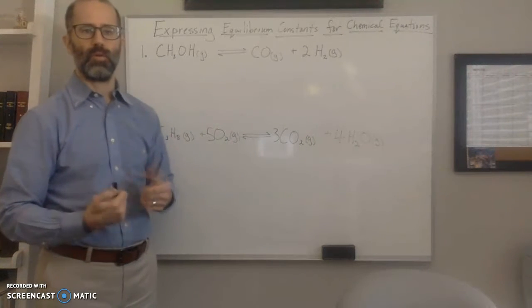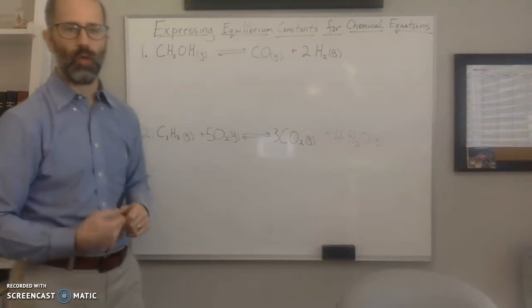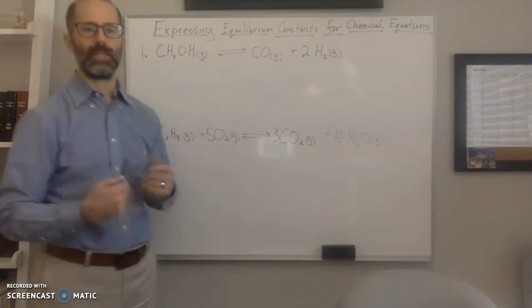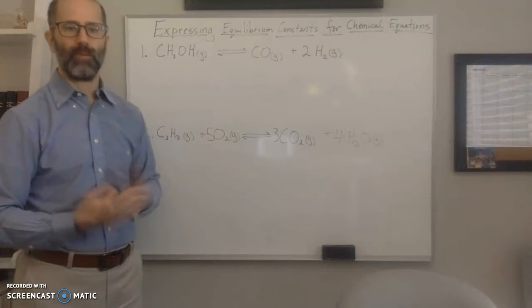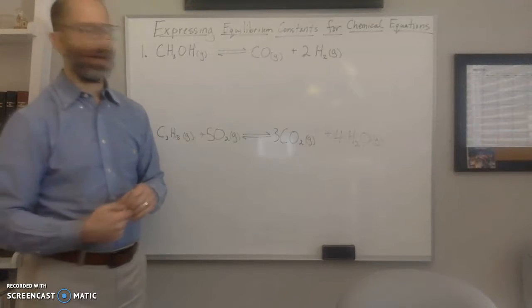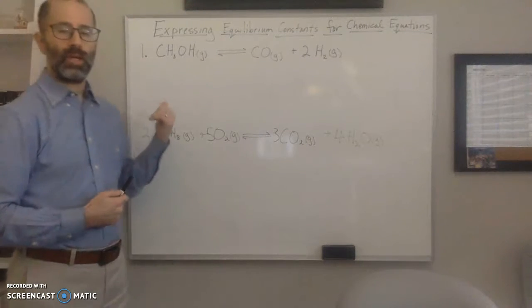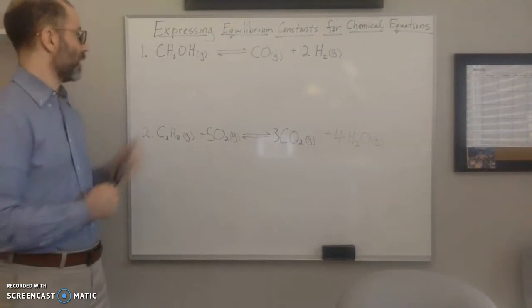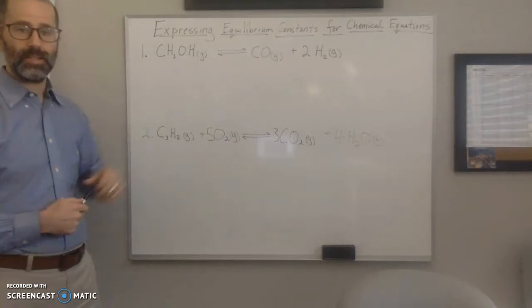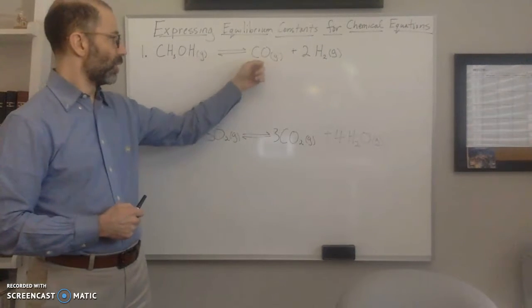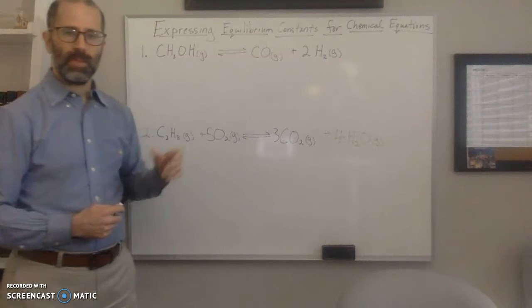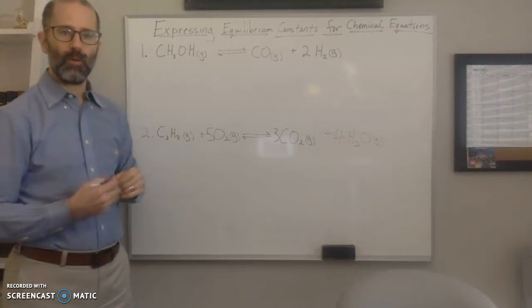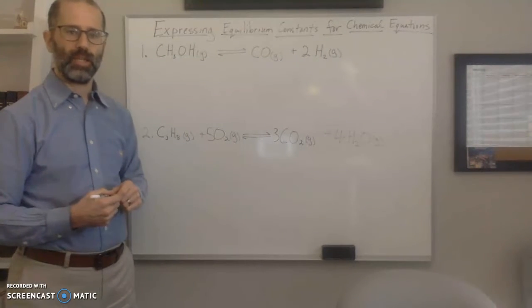My name is Mr. Cobalt, and in this video we're going to go over some practice problems on how to express your equilibrium constant for reactions. So here I got two examples. The first example, we have CH3OH gas, and that is in equilibrium with carbon monoxide gas and hydrogen gas. And so we're going to form the expression of the equilibrium constant.